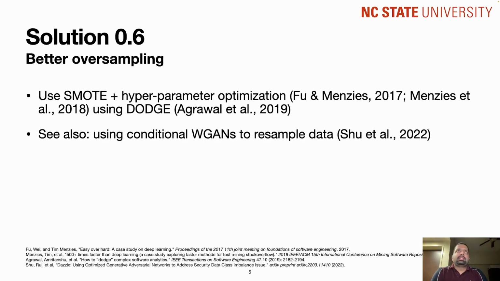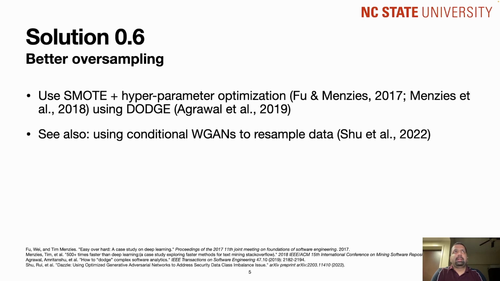So how do we fix this? Maybe we use better oversampling techniques. We don't just do random oversampling, and we don't just do weighted loss functions. We use something like SMOTE, which adds points between two minority samples of the same class. We can also take hints from literature. There are several papers suggesting that hyperparameter optimization is a good thing. We're using the DODGE algorithm because there are papers by Agrawal et al., please read their papers, which say that DODGE works better than something like Hyperopt for SE datasets.